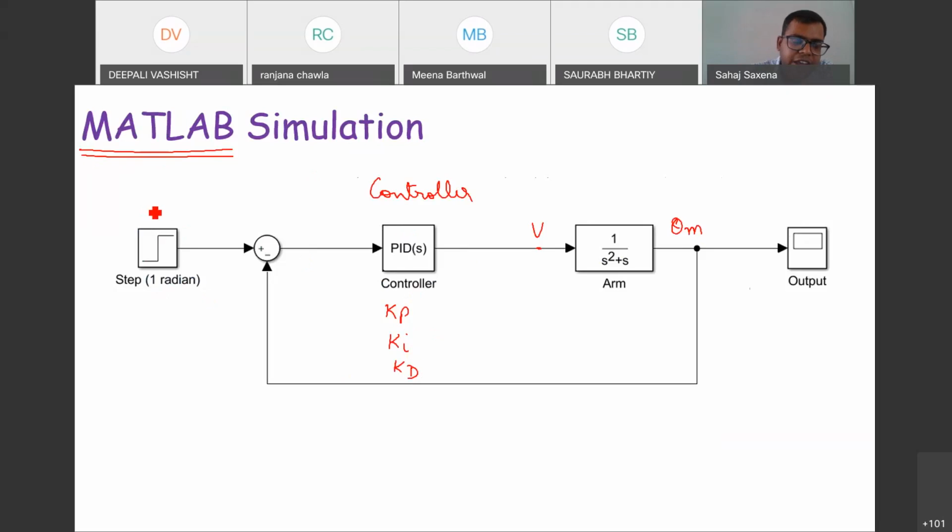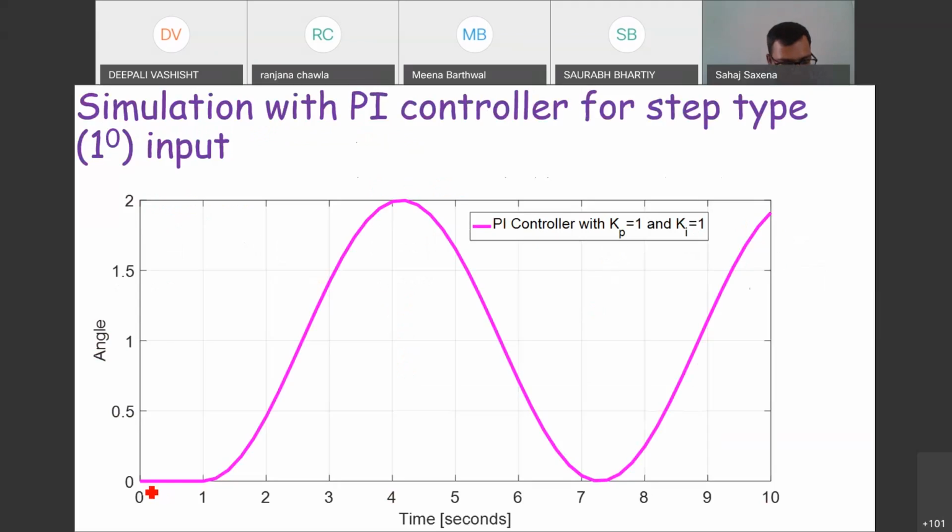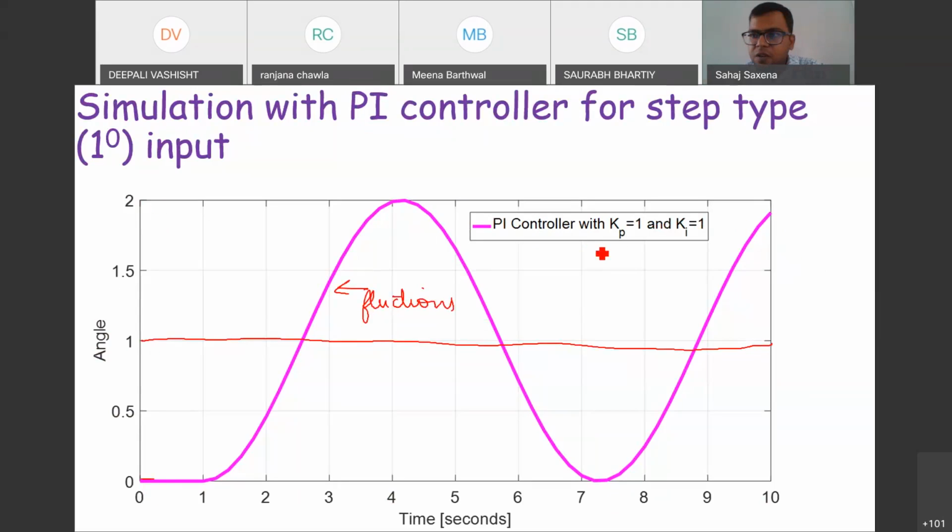It means I want my robot to move 1 radian. Sorry, it is not degree, it is 1 radian. So the output angle should move to 1 radian perfectly. Let's see what happens if I am not using the PID controller properly. So this is my response. I have given that my output should be 1, but it is not moving to 1. Initially it is 0, then it goes to 2, then again it moves down to 0, and again it moves. So it is like fluctuations in the robotic arm. Why are there these fluctuations? Because we are not tuning the PID controller properly.